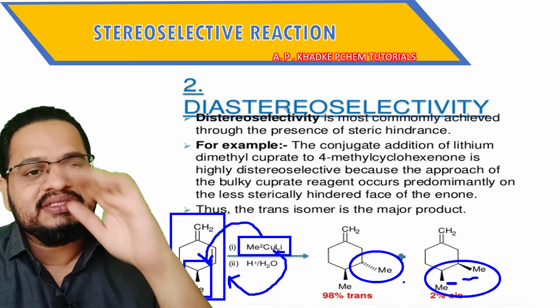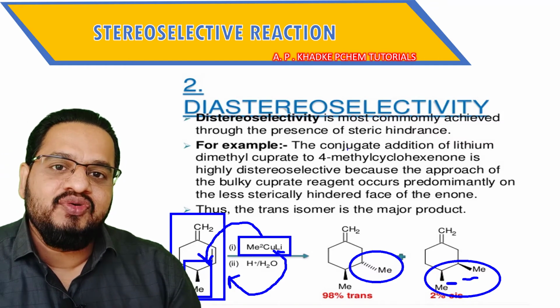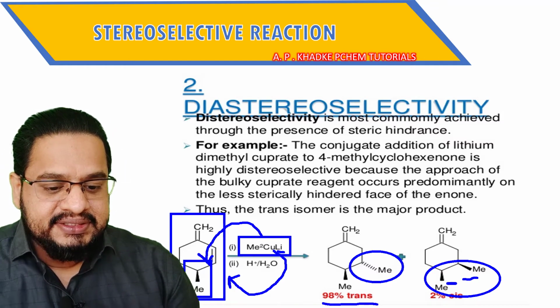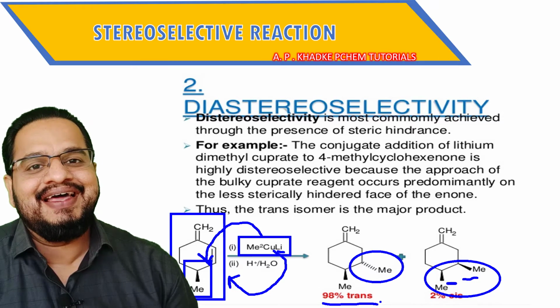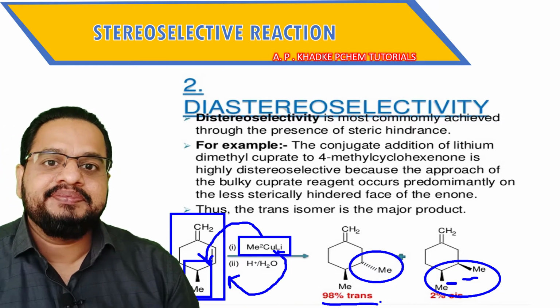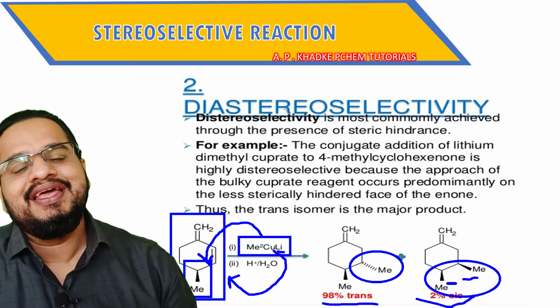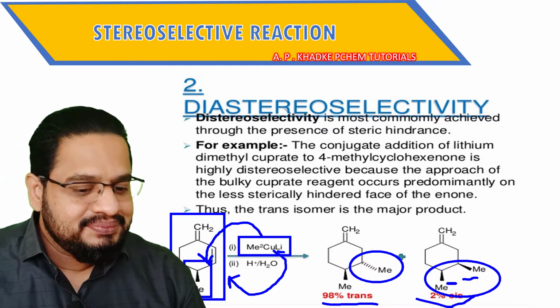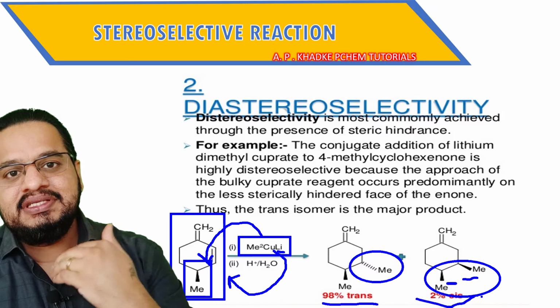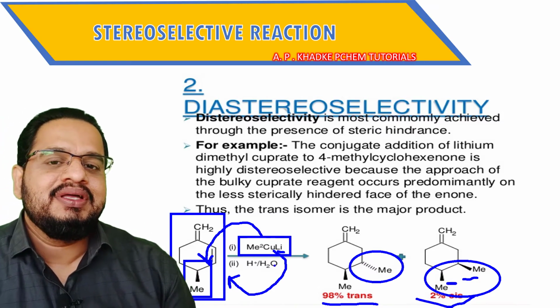...diastereomer. So that this is called a diastereoselective compound. So why? See this trans isomer that is formed is 98%, and in a very minor amount, 2%, you are getting the cis isomer, that is both the methyl groups on the same side.